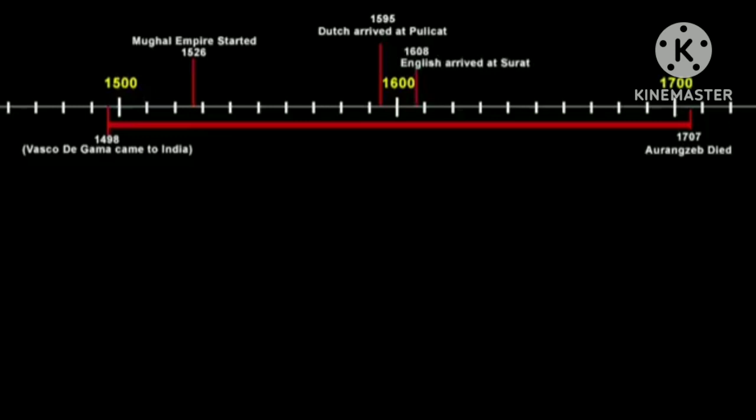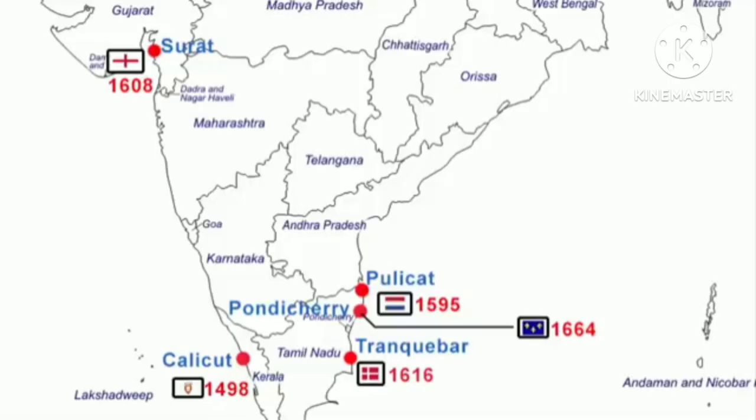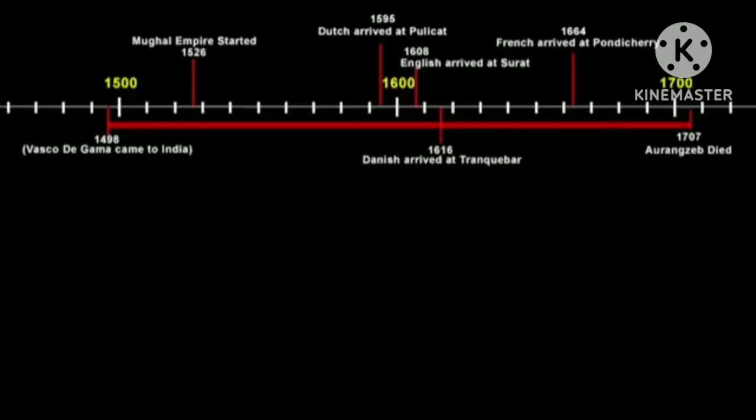Cool, now that we have the dates on the timeline, let's understand how the British arrived in India, because that's what we are interested in. So you see, everyone arrived at different locations. Since Portuguese came to India almost 100 years before any of the European traders, they had more number of trading posts compared to other European traders.